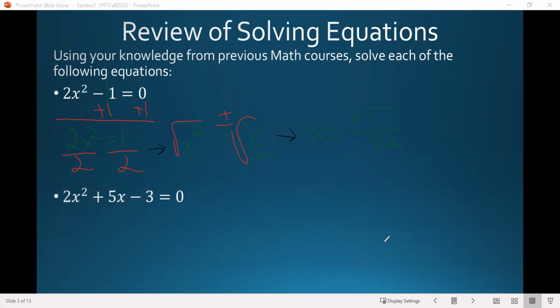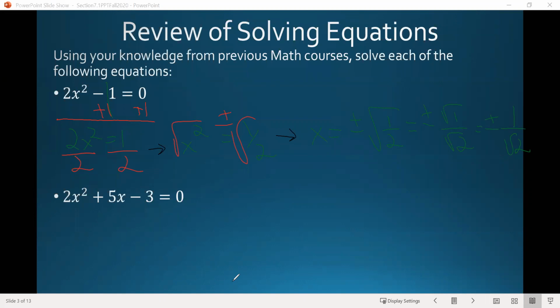But recall, when you're taking the square root of a fraction, you can break that up and do the square root of the top over the square root of the bottom. So we can do square root of 1 over square root of 2, plus or minus. The square root of 1 is just 1, so we have plus or minus 1 over root 2.